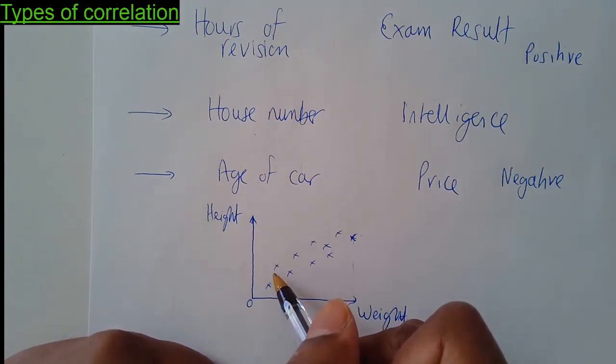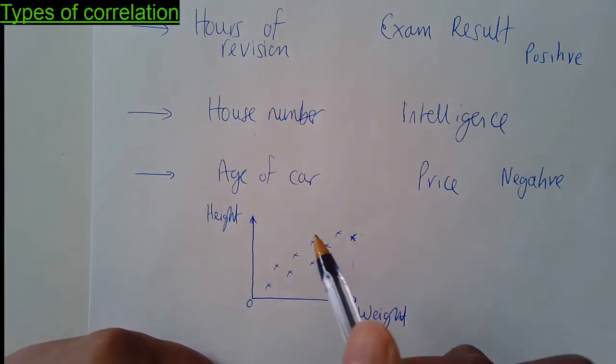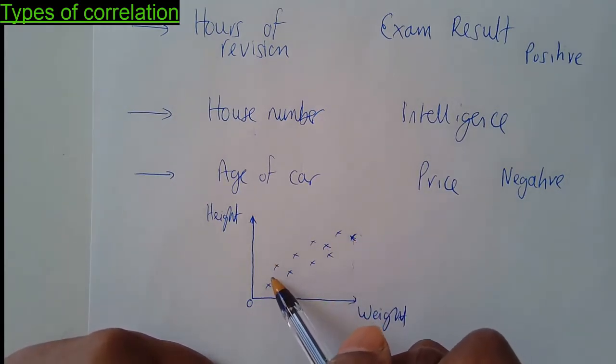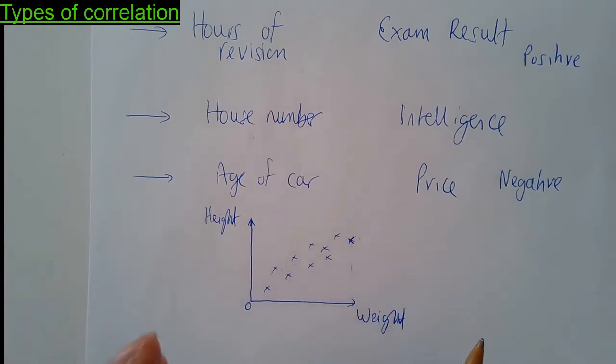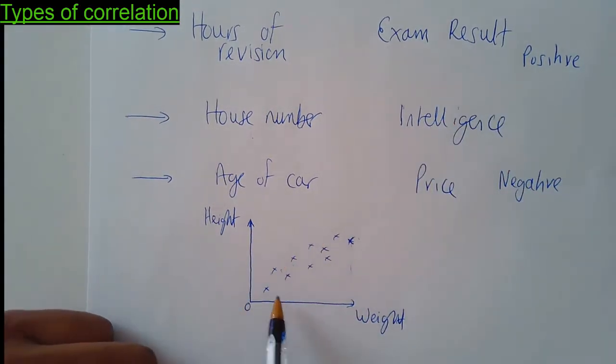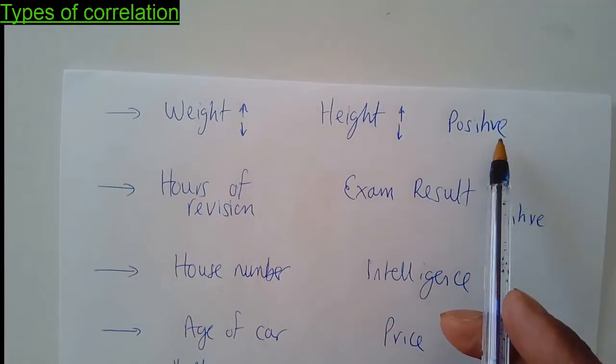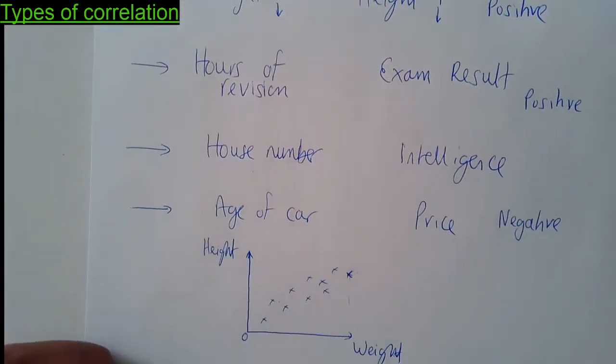This is what we call a scatter graph or a scatter plot. And you can see all the crosses are going kind of uphill like this in that direction. So as weight goes up, height goes up. As weight goes up, height goes up. This is what we call a positive correlation. I've already got that here. Positive correlation or a positive association.